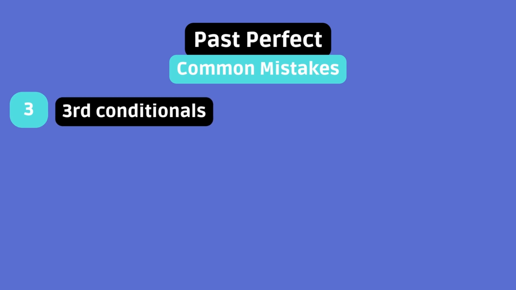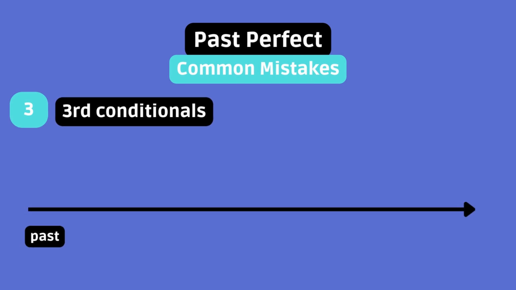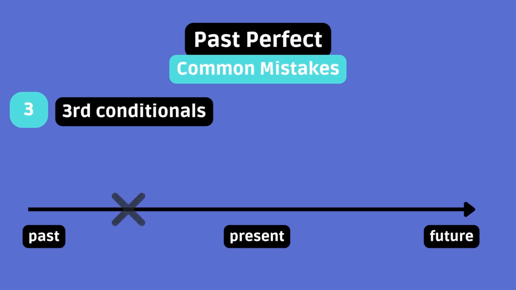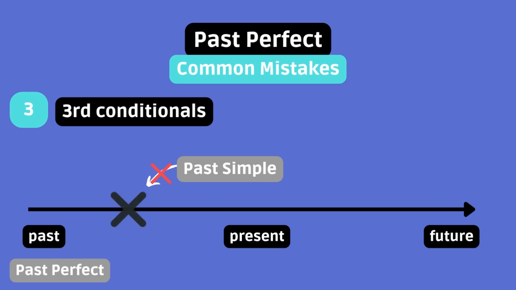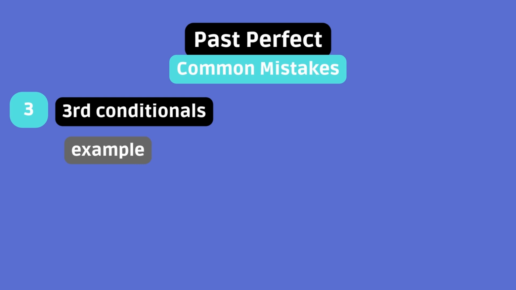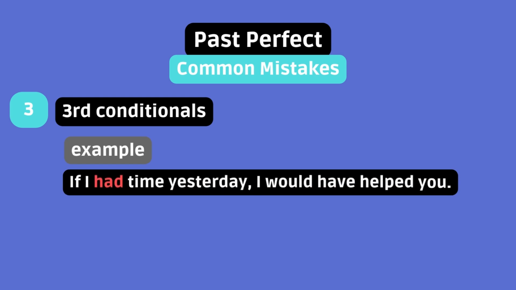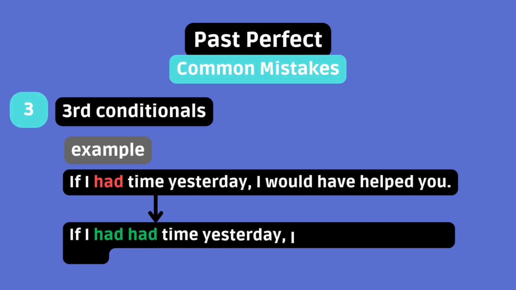3. Third conditionals. In a third conditional, it is very tempting to use the past simple when one wishes to express an unreal condition in the past. Regrettably, here you need the past perfect, because the past simple actually expresses an unreal condition in the present. Example: if I had time yesterday, I would have helped you. Should be, if I had had time yesterday, I would have helped you.